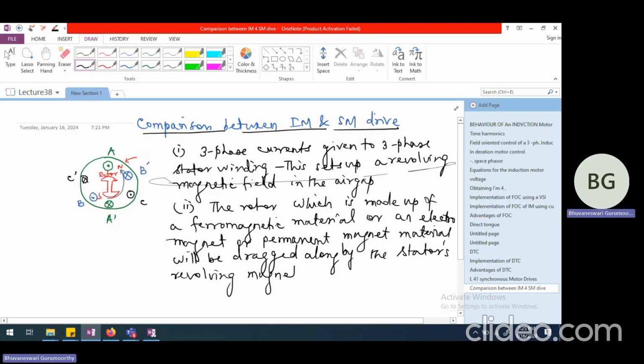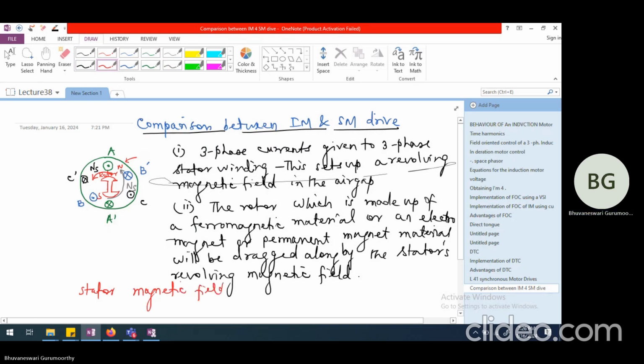So once the rotor locks up with the stator's revolving magnetic field, the rotor is also going to start rotating, and this will rotate at the same speed as that of the revolving magnetic field. If I call this speed ns, which is the synchronous speed, then this speed is also going to be ns.